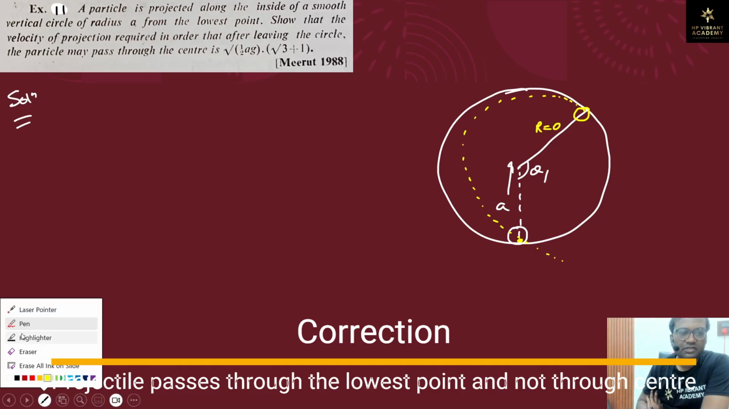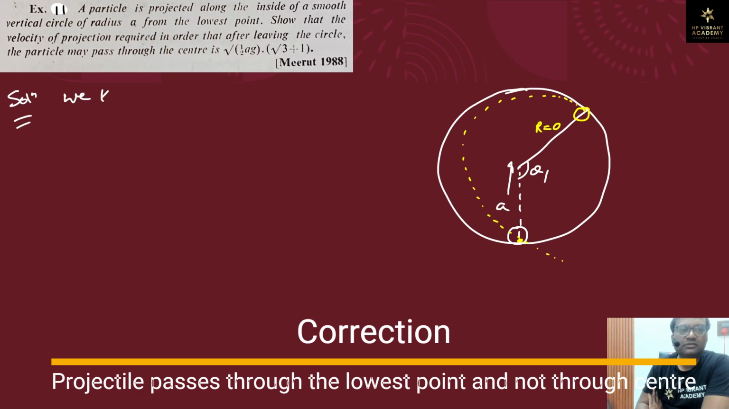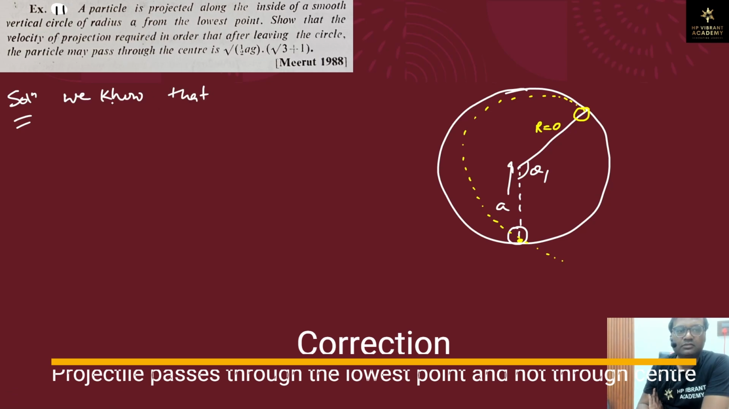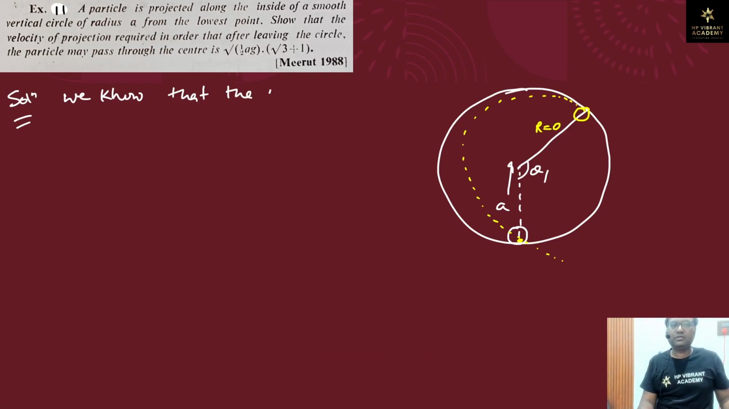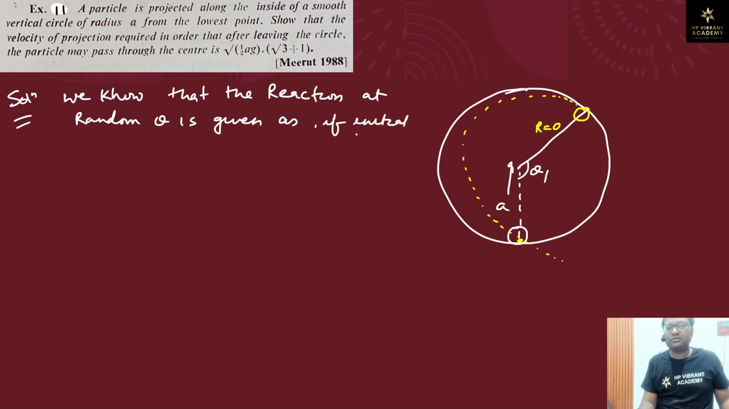Let us write down the solution. We know that the reaction at a random theta is given as, if the initial velocity is u, let us consider the initial velocity as u, so we have R is equal to mu square upon a minus mg(2 minus 3 cos theta).